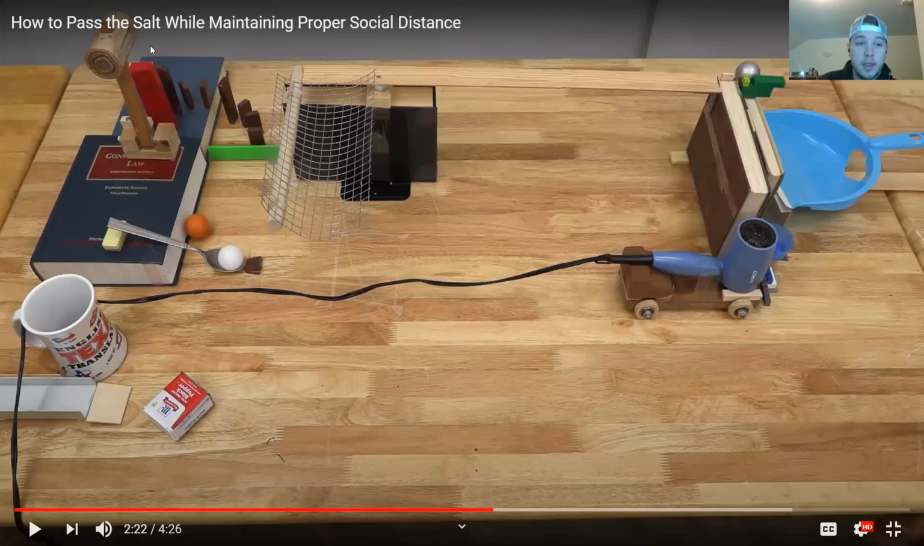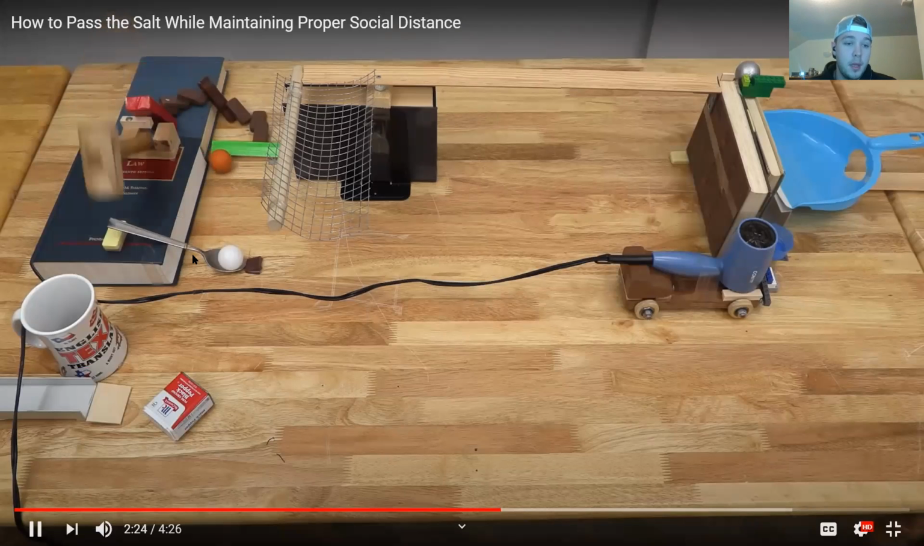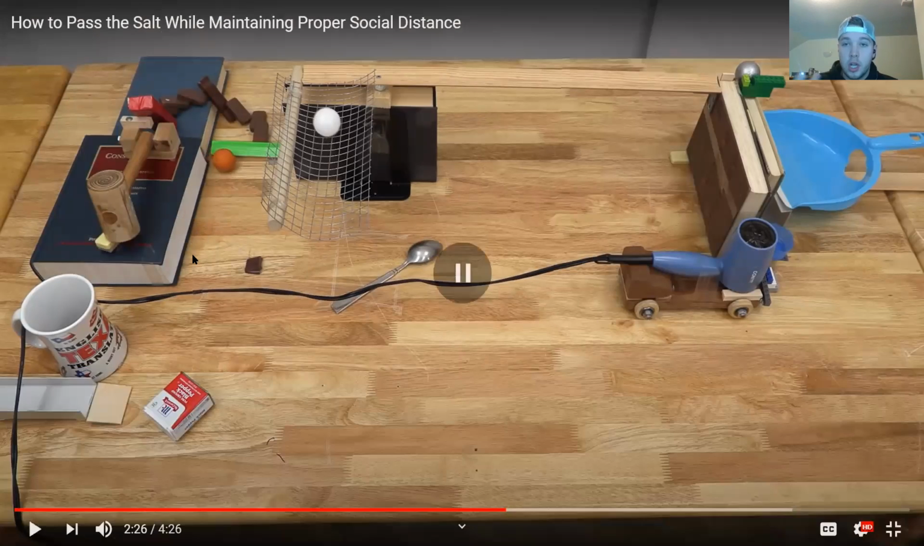So if you look here at the mallet, this mallet is going to fall down and hit the spoon here. Now let's go ahead and watch that happen. Boom. Launches the ping pong ball. Now, what I want to talk about is the momentum of the hammer. So the hammer or the mallet is being knocked over by what looks to be a large domino brick here.